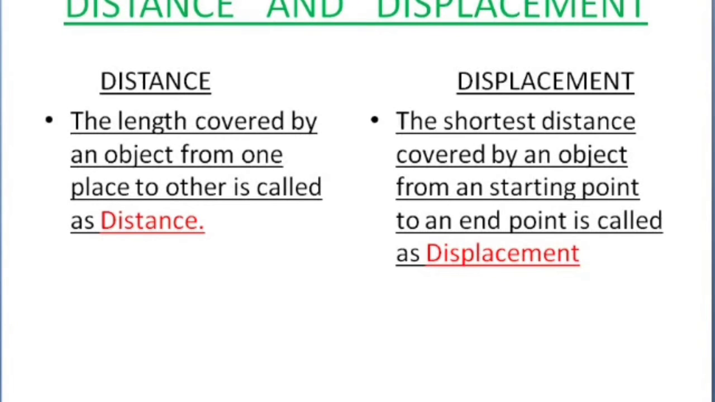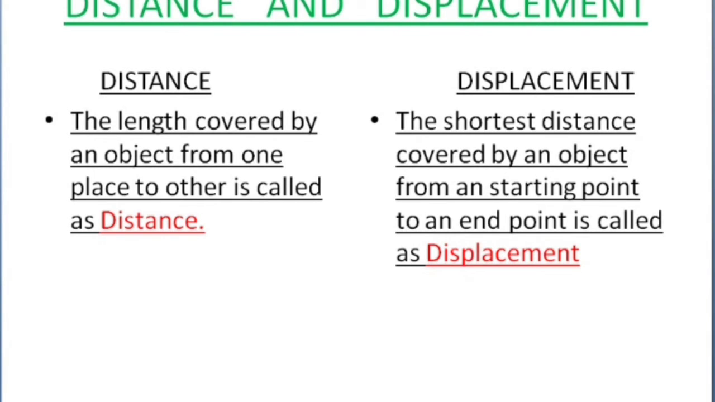Distance and displacement. Distance, the length covered by an object from one place to another, is called distance. For example, you take 2 points A and B. An object is moving from the point A to B. The length covered by the object is called distance.